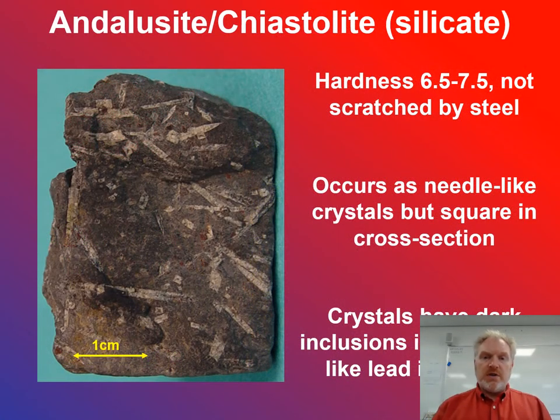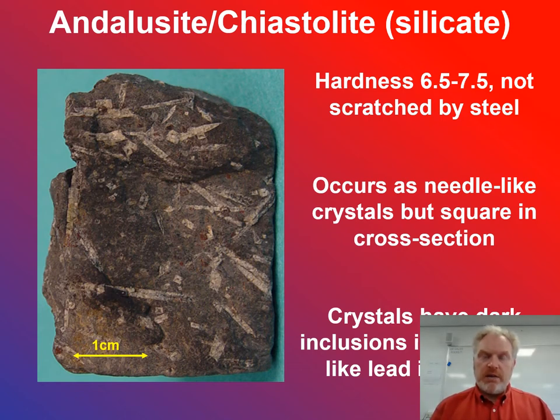We now move on to consider some metamorphic minerals. This one, andalusite or chiastolite. They're different minerals, but they look the same. We put them together for A-level geology. The distinctive feature of these minerals is its shape. It grows in metamorphic rocks, and it grows in these long needle-like crystals.